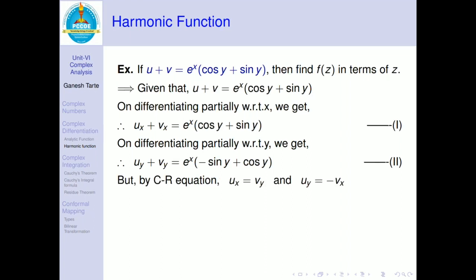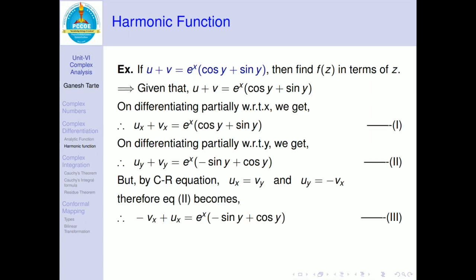So applying CR equation, which is ux is equal to vy, u with respect to x is equal to v with respect to y, and uy is equal to minus vx. So from the second equation we get minus vx plus ux is equal to e raised to x in bracket minus sin y plus cos y, equation number 3. Now observe carefully, equations 1 and 3 are in the form of ux and vx.